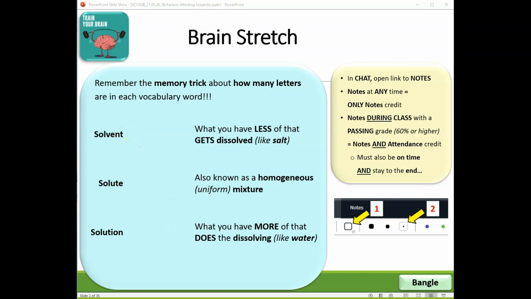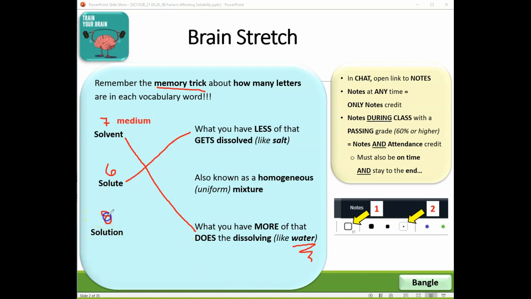All right, so taking a look here, you should be able to know that at this point, the solvent is what is doing the dissolving. It is, in fact, what you have more of. A good way to remember this is, remember, we have a memory trick that the word solvent has 7 letters. And so this is actually like the medium-sized word. Right, so it's not what you have the least of, it's not the overall result, but it is what you do have more of, right? Solute, on the other hand, only has 6 letters, therefore it's what you have less of that gets dissolved, so salt is a solute. Water would be the solvent.